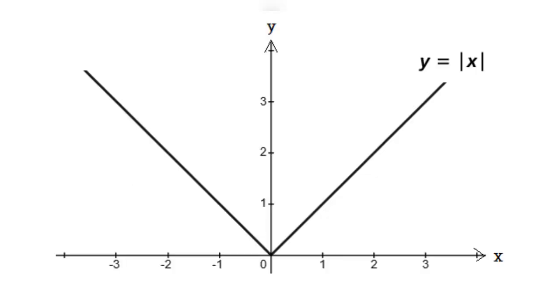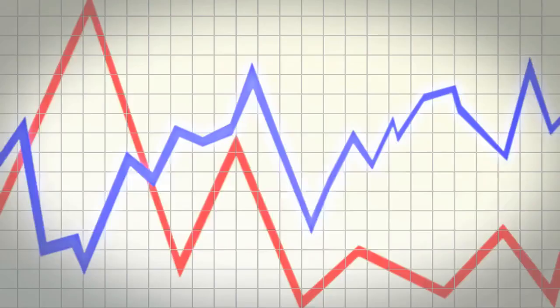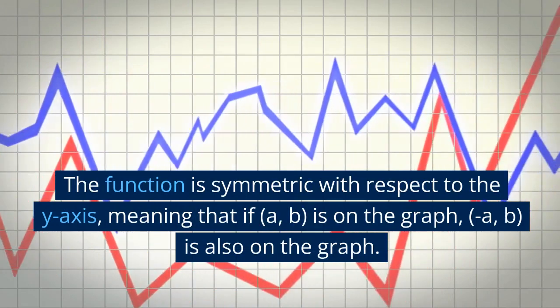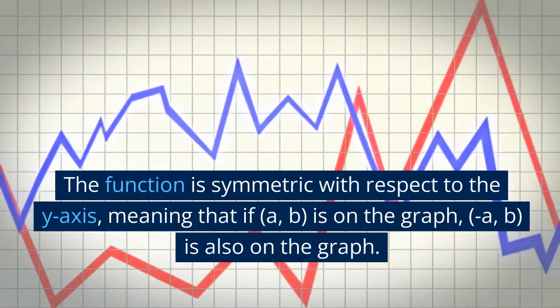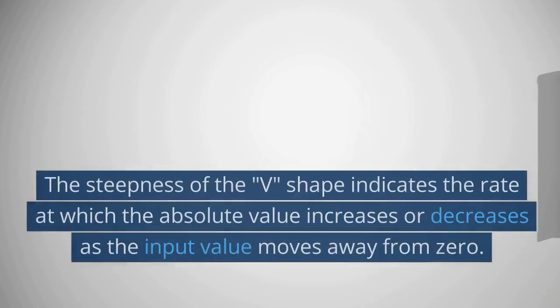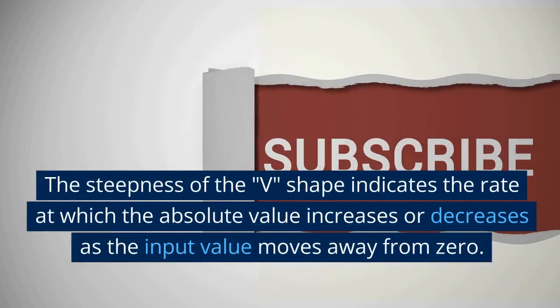The graph of the absolute value function, y equals absolute value of x, resembles a V shape, centered at the origin, (0, 0). The function is symmetric with respect to the y-axis, meaning that if (a, b) is on the graph, (-a, b) is also on the graph. The steepness of the V shape indicates the rate at which the absolute value increases or decreases as the input value moves away from 0.